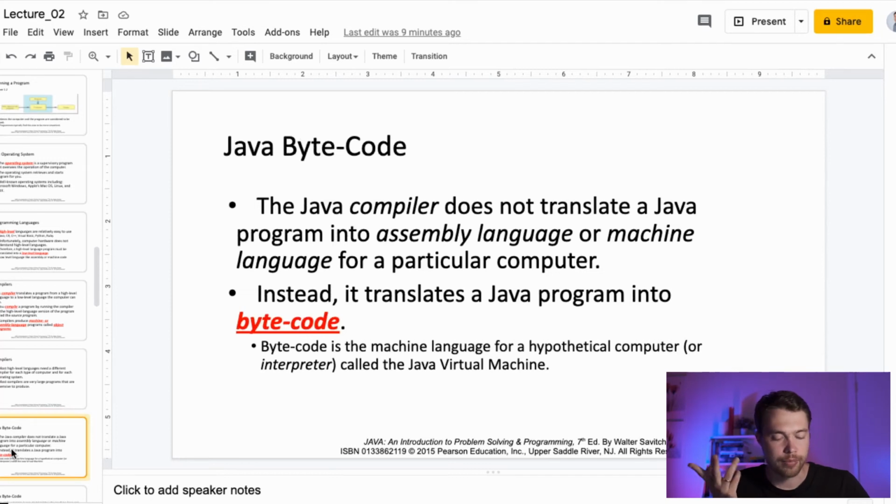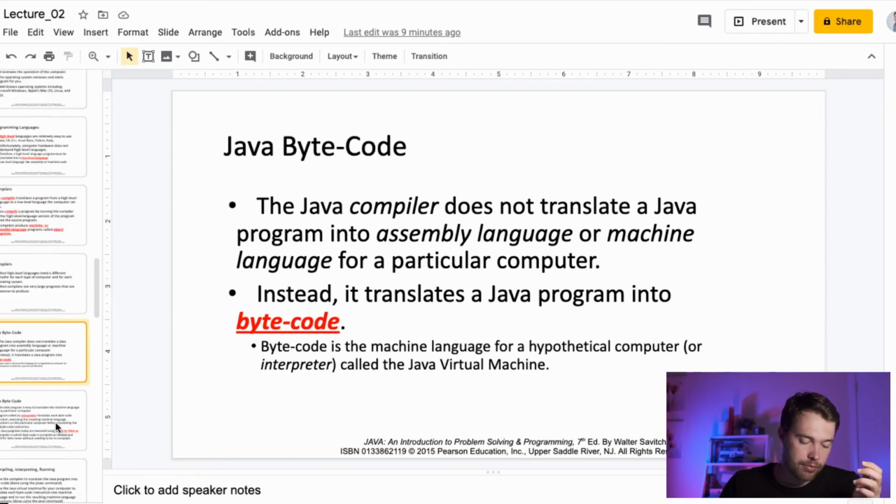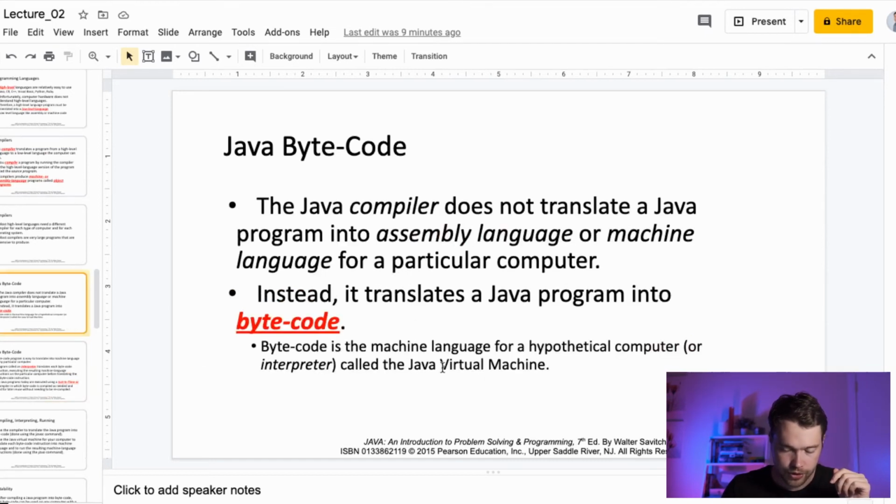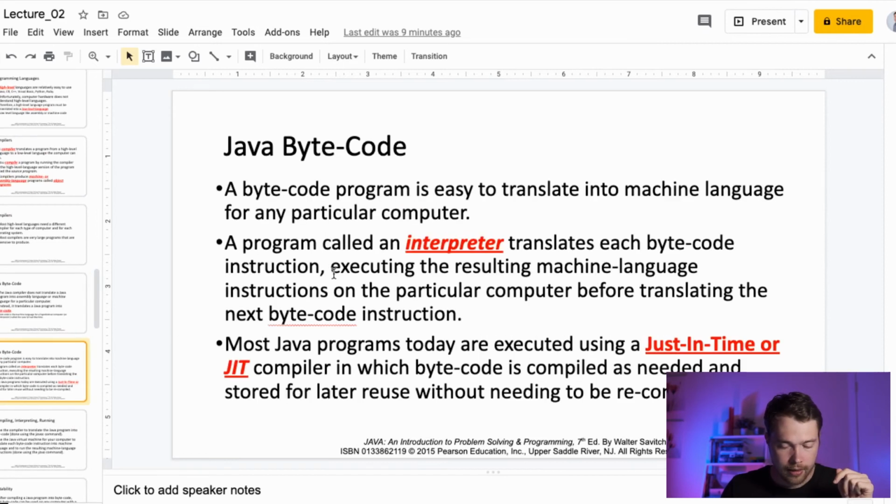They created so-called bytecode. The Java compiler does not translate the Java program into assembly language. It translates it into bytecode. That bytecode is run on a so-called virtual machine, the JVM, Java Virtual Machine. So what happens is that when I compile my code, I have the object code which I can send to you, and you can run that object code on your Java Virtual Machine on your computer.